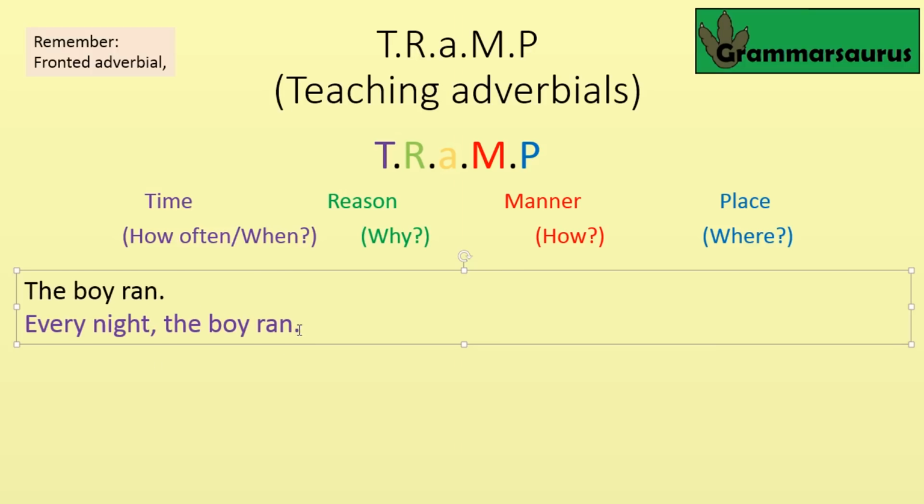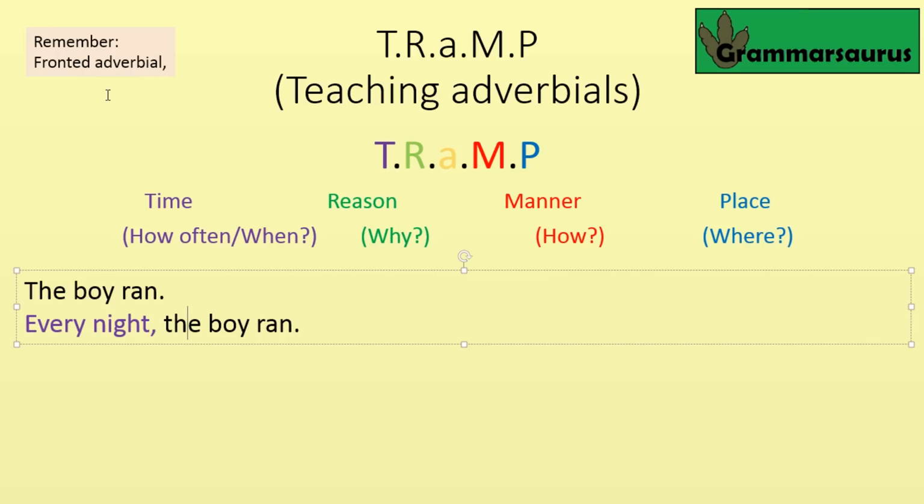Now I'm going to keep it purple because we like colour coordination. Every night the boy ran. When did he run? Every night. How often did he run? Every night. Simple. And you can see I've shoved it at the front here. And guess what? When we shove an adverbial to the front, we have a fronted adverbial. And the children need to know this. Fronted adverbial, comma. We always use a comma after our fronted adverbial.